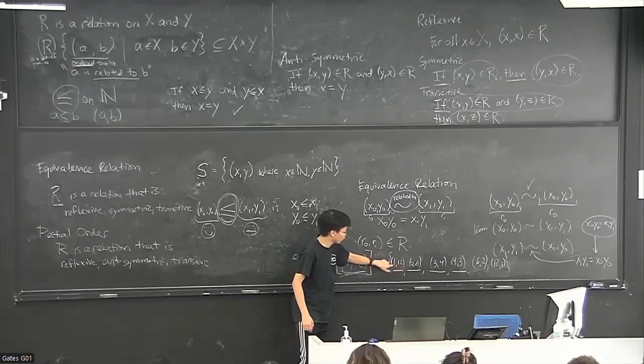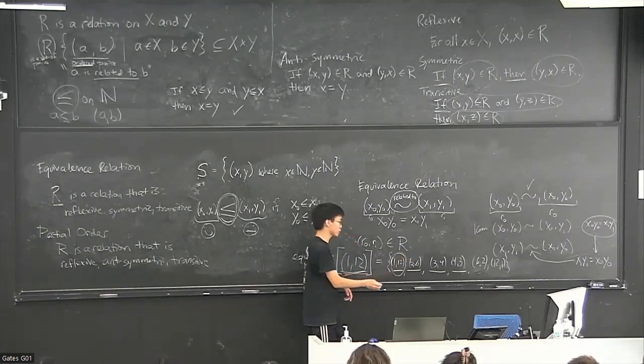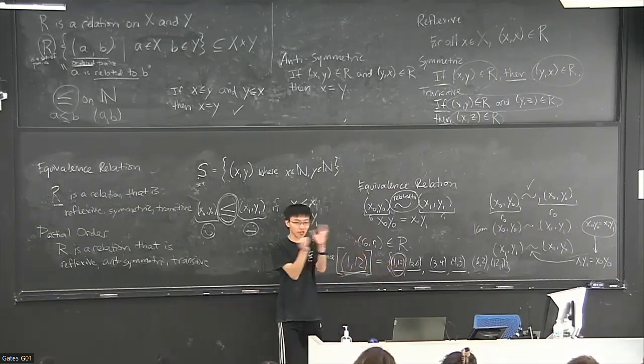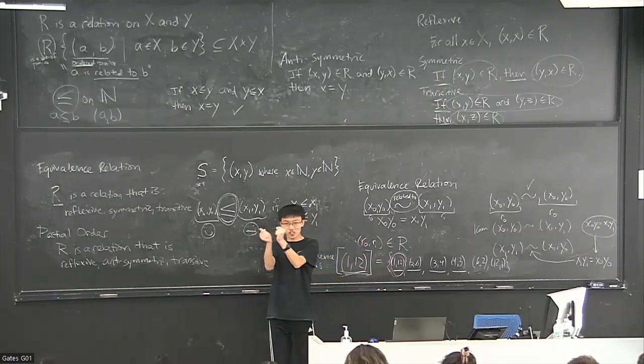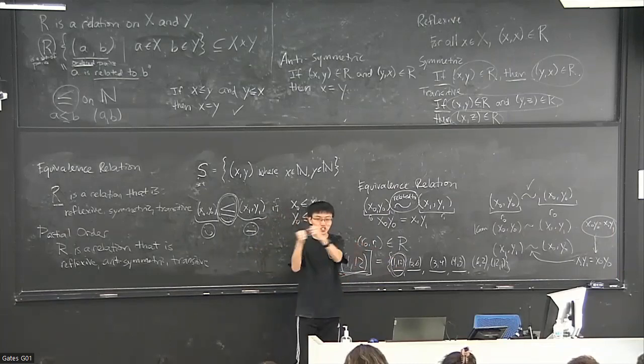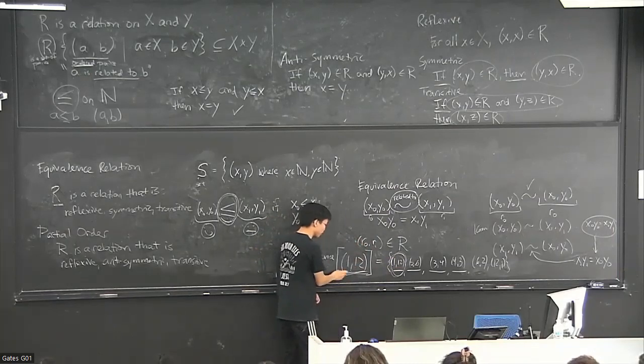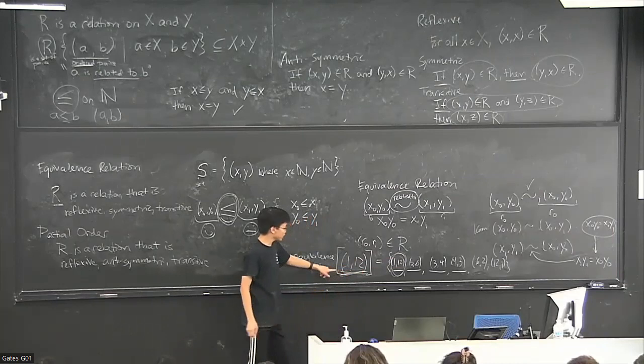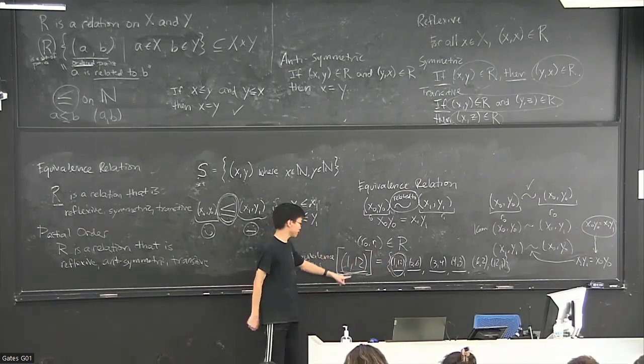This doesn't say 1 is related to 12. This pair thing is the object, and we're relating pairs to each other. We're not relating the numbers inside the pairs. We're relating pairs to each other. What's the equivalence class of (1,12)? The equivalence class of (1,12) is every pair that's equal to this.